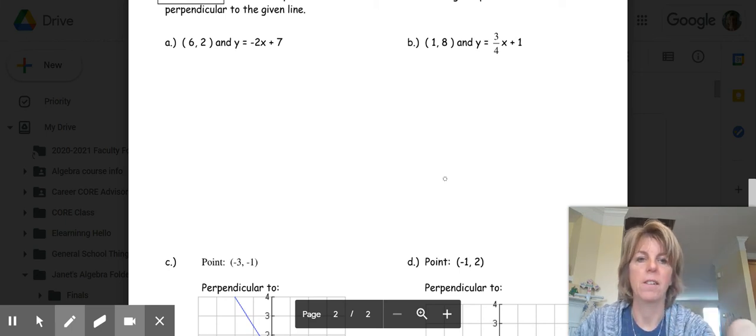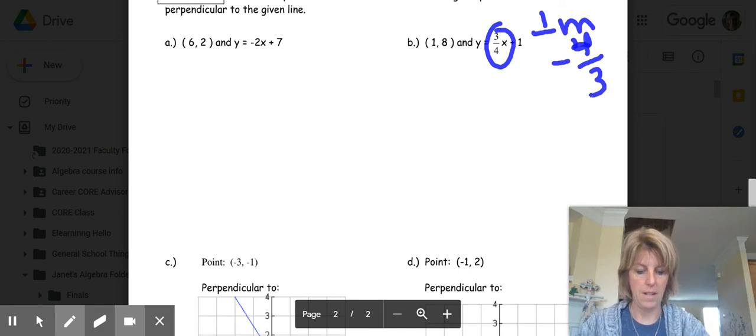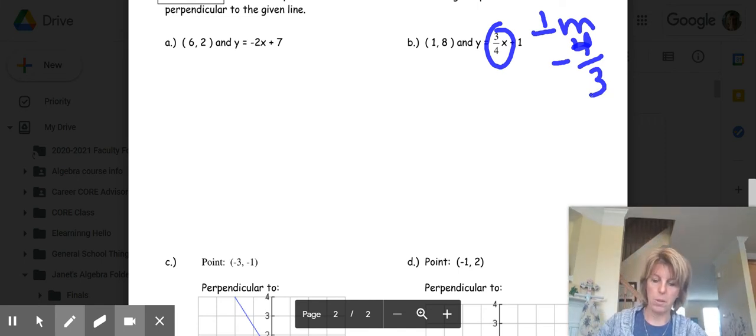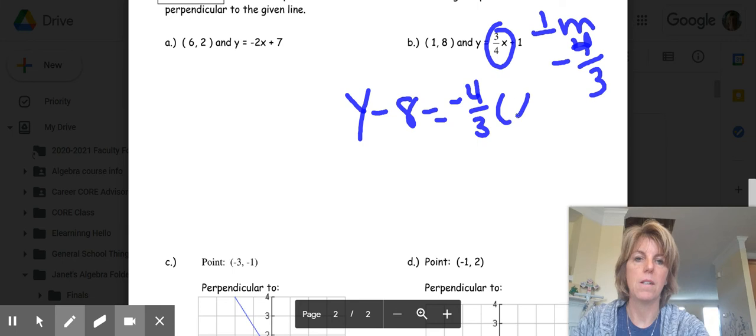All right, what'd you get? So the slope is 3/4. So the perpendicular slope that we're going to need is going to be negative 4/3. Negative 4/3. So we take that negative 4/3 and put it into our equation. So we have y minus 8 equals negative 4/3 times x minus 1.